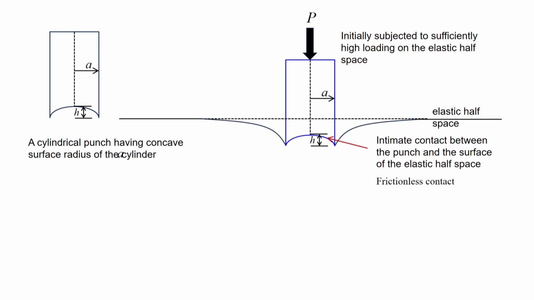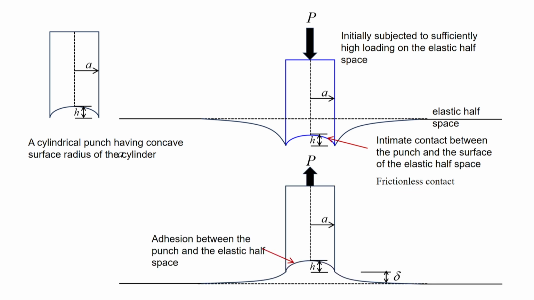So, I will show you how to do that. In a sense, initially this indenter is subjected to compression loading on the elastic half space. So, it goes inside, it presses inside. h is the height here and there is an intimate contact between the punch and the surface of the elastic half space, although remember this is a frictionless contact. Now if we pull it off, what will be the pull off load that is required, that is what we want to know. When you pull it off, it will pull off something like this.